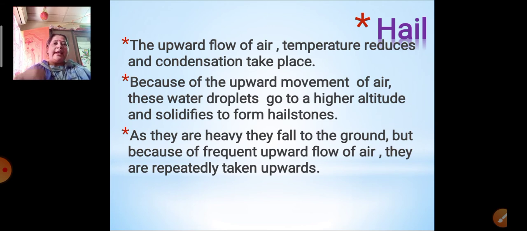Now when these hailstones become very heavy, they start falling to the ground. But because of the frequent upward flow of air, they are repeatedly taken upwards, as I have already told you. The water coming down is thrown up, so it solidifies. It becomes very heavy, and when it tries to come down again it is thrown upward repeatedly. So what happens?